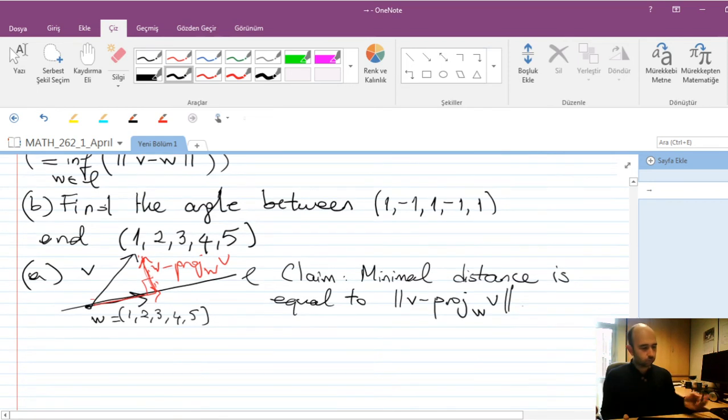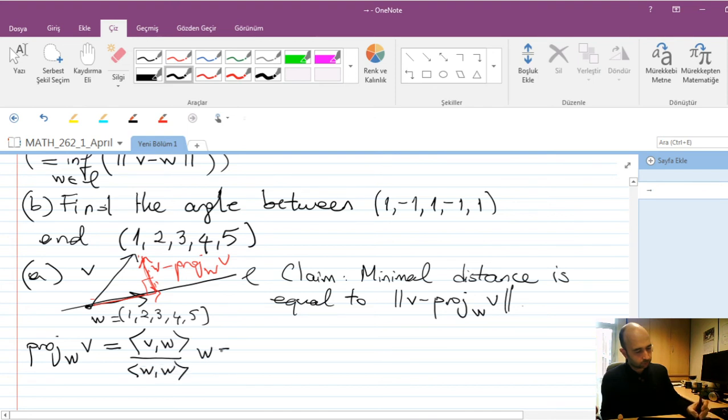Now, it all boils down to computing a projection then. So the projection of V along W is by our formula (V·W) over (W·W) times W. Now this is the standard inner product, so you just have to do the inner product of (1, -1, 1, -1, 1) and (1, 2, 3, 4, 5). Then you multiply the corresponding entries, add them up. You get something like this.